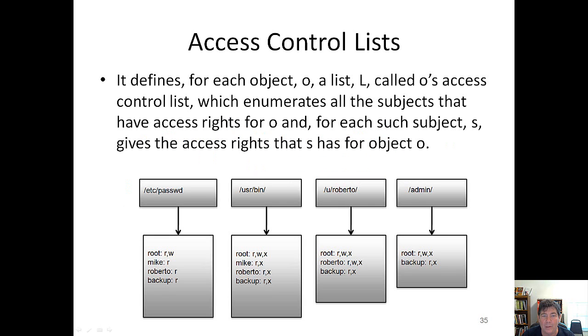An access control list defines, for each object O, a list L called O's access control list, which enumerates all the subjects that have access rights for O. For each such subject S, it gives the access rights that S has for object O. In a sense, this has similar information to the matrix, but it's just structured and organized in a slightly different way.